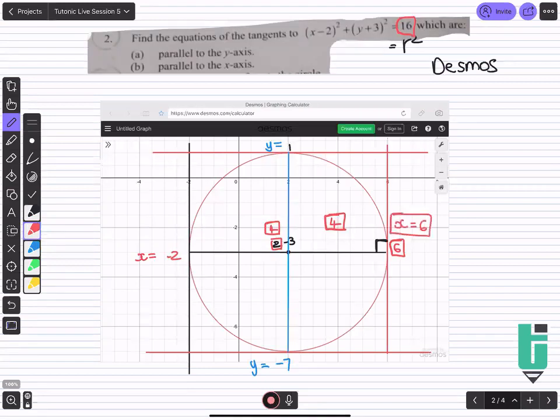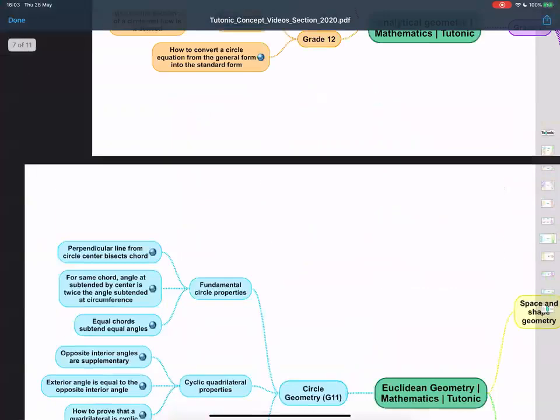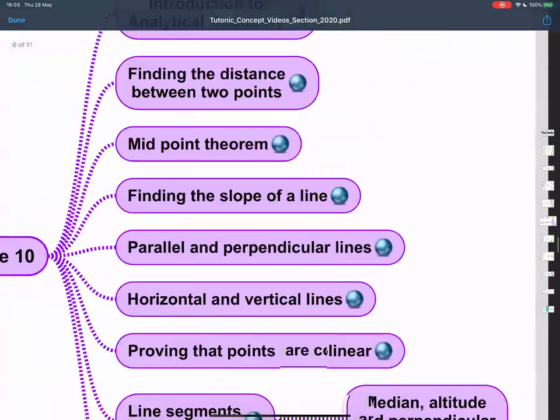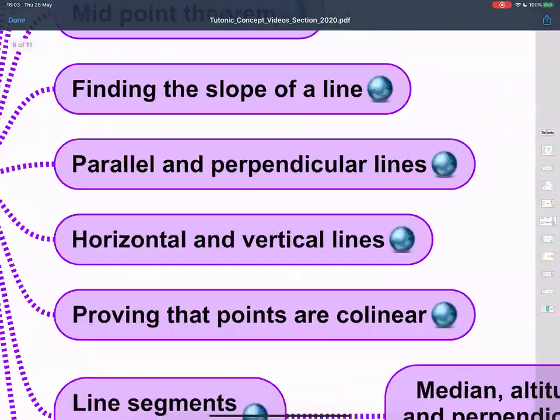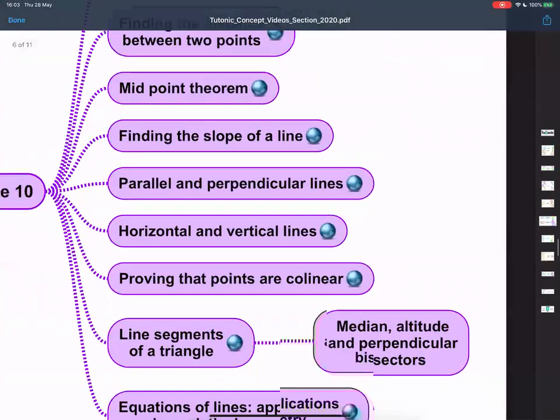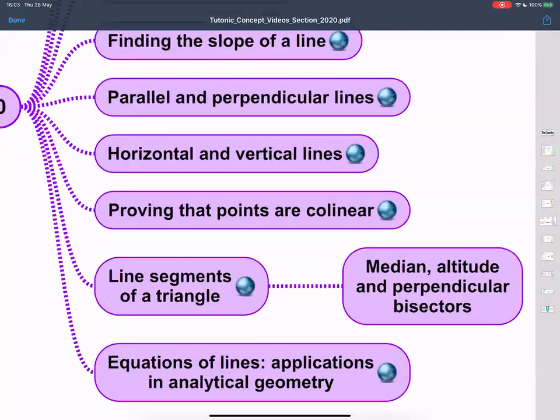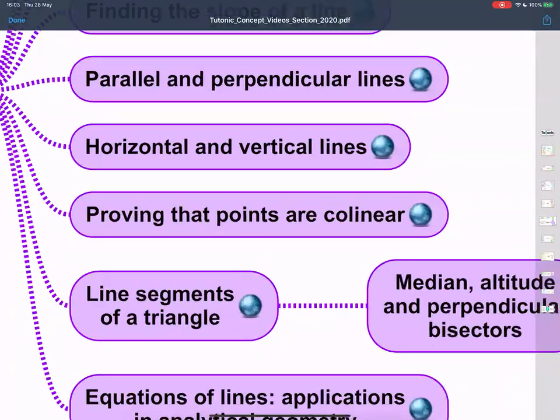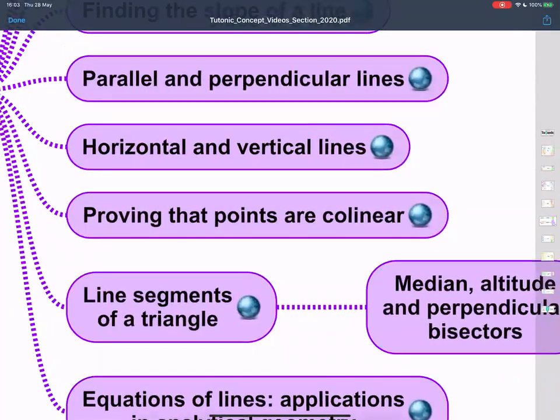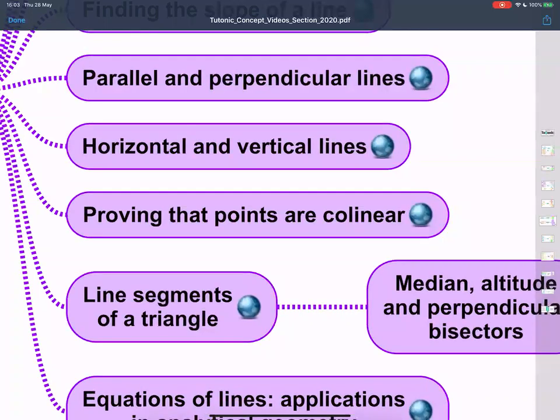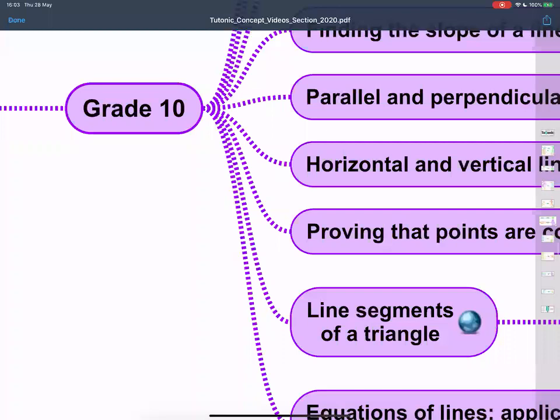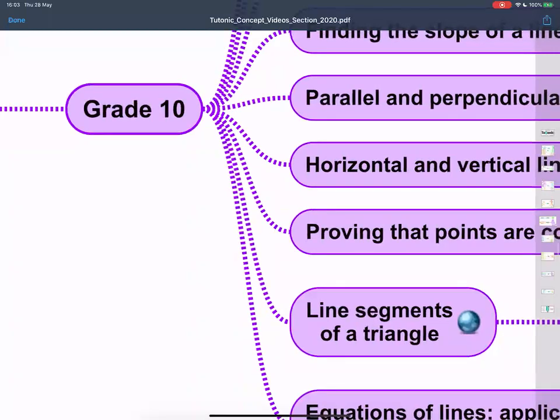Okay, and if you're not so sure about vertical and horizontal lines, this concept video will help you. Do you guys see how this question required you to understand horizontal and vertical lines? Do you guys agree? Horizontal and vertical lines. Which grade was that taught to you? Grade 10.